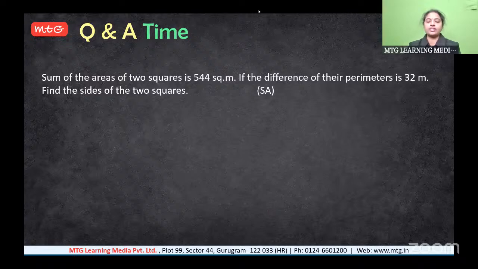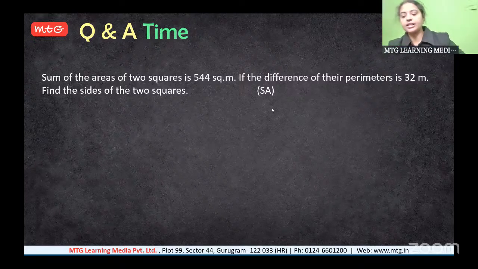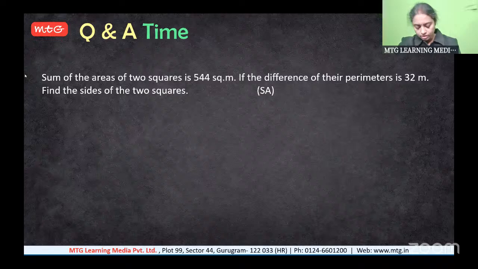Yes, Pushti, you want to say something? 12 and 20. 12 meters and 20 meters are the sides of the two squares. Okay. So that's your answer. Anyone who wants to counter, Pushti? Yes, the answer is right in the chat box. Yes, Pushti, you are absolutely correct. It is 20 meters and 12 meters. Perfect. Very good. So good to hear your voice.